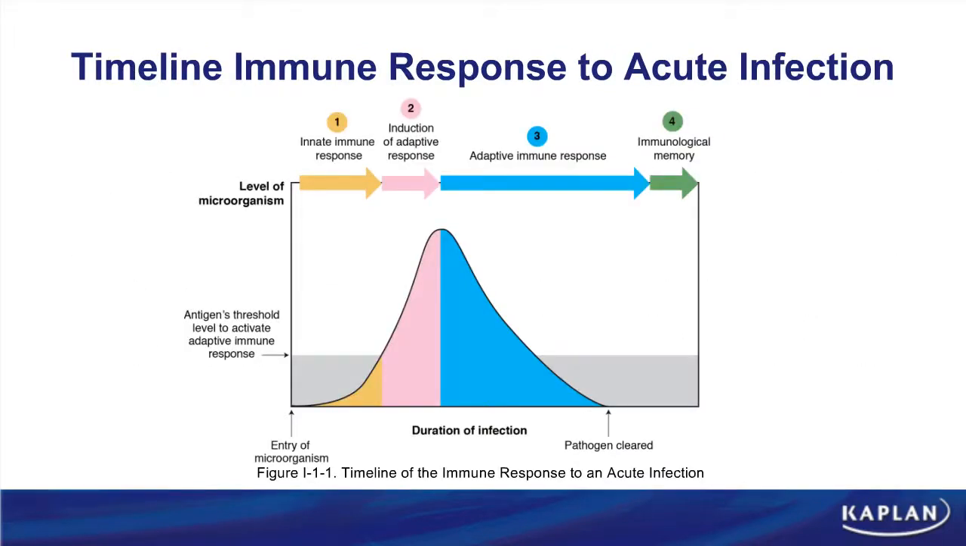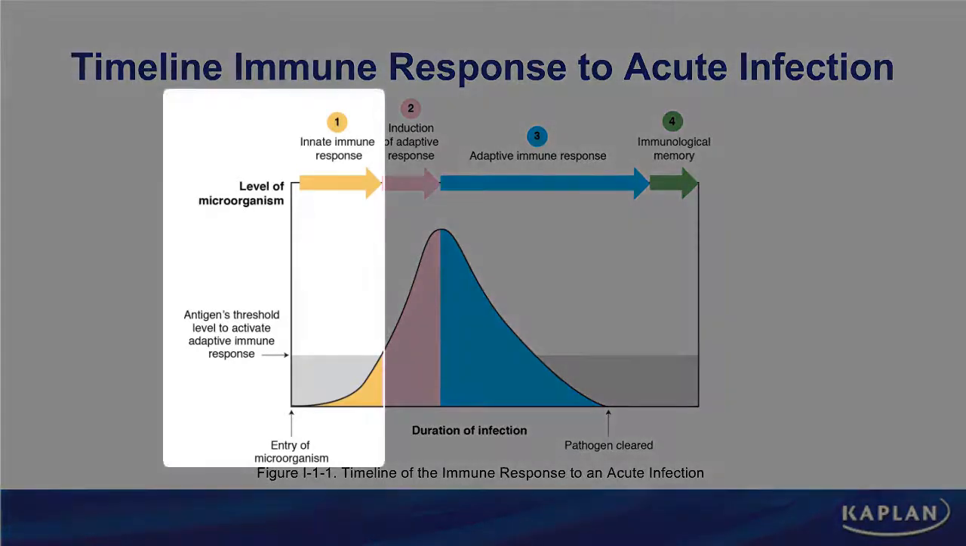Another excellent resource from Chapter 1 is the timeline of an immune response. With this particular timeline, what we're looking at is an acute response to infection. As you look at it, remember that once a pathogen gets into my system, it is the innate immune response that is immediately activated. So the innate immune response is the first employed arm of the immune response.